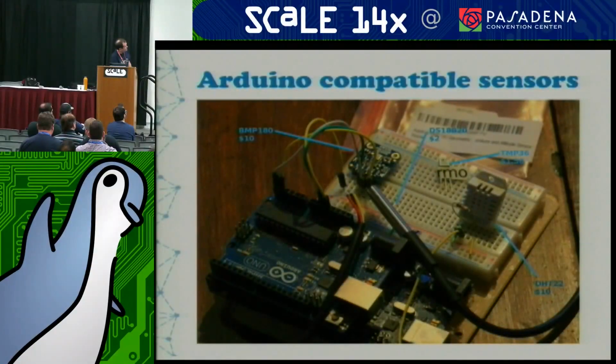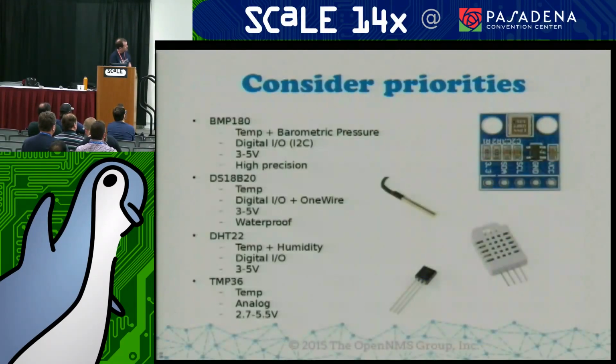Here's a picture of a breadboard with an Arduino, and these are the various sensors. This is kind of a higher accuracy sensor. These are all temperature sensors. This is a waterproof one. This is one with humidity on it, and then this is kind of a really cheap one.